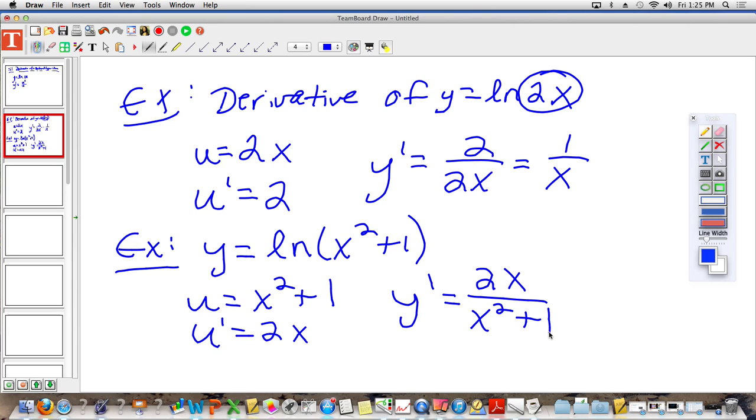Can I simplify 2x over x squared plus 1? I can't do anything with x squared plus 1. I can't factor it. If the bottom was x squared minus 1, then you could factor it. It's still not going to cancel out with anything on the top, though. Okay, so this is it. Just 2x over x squared plus 1. All right, try another one.